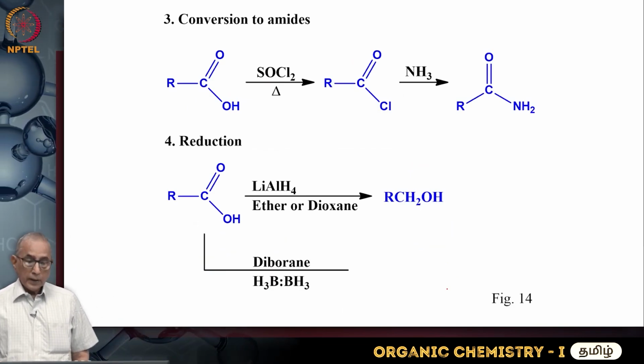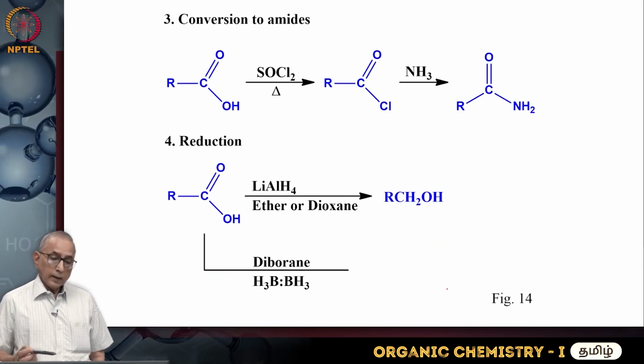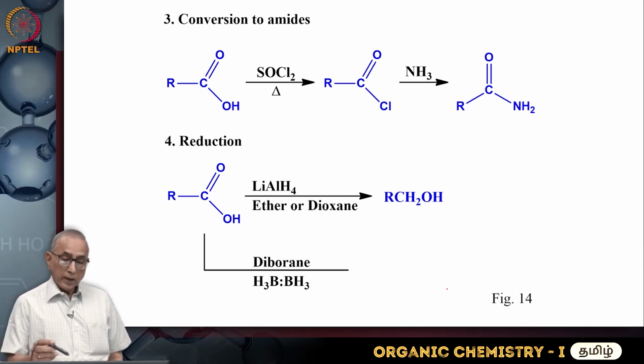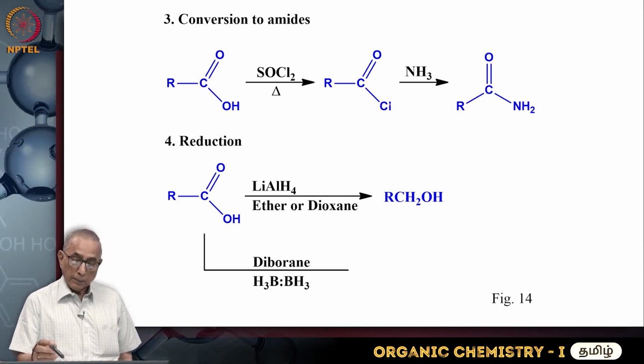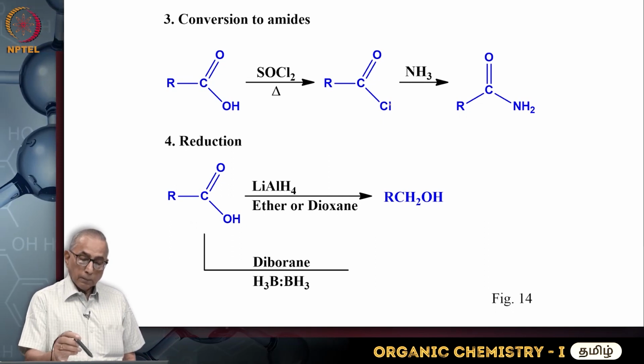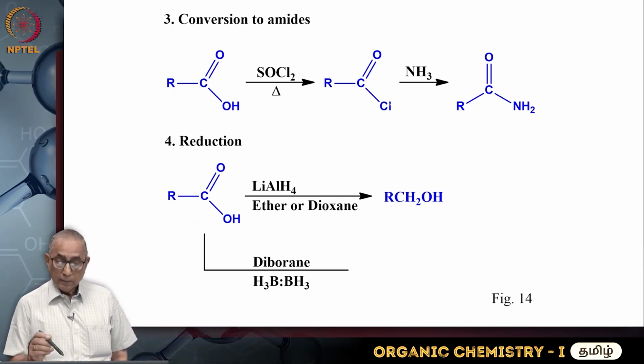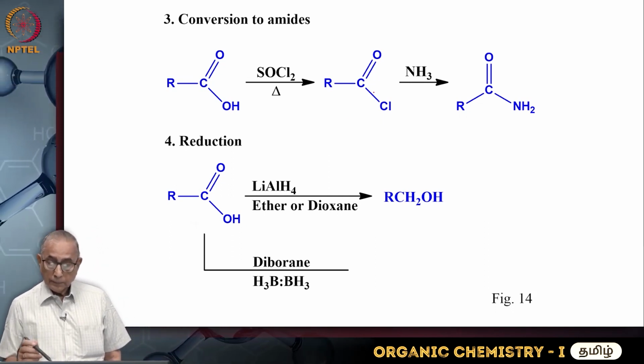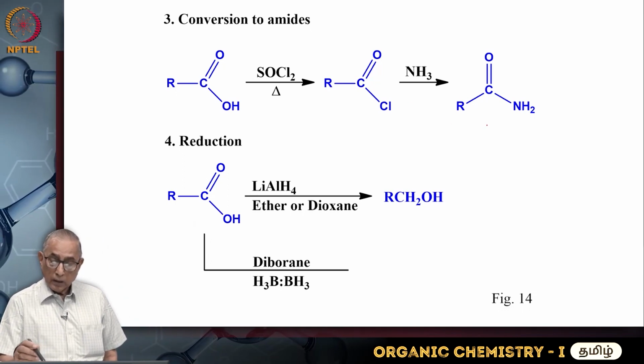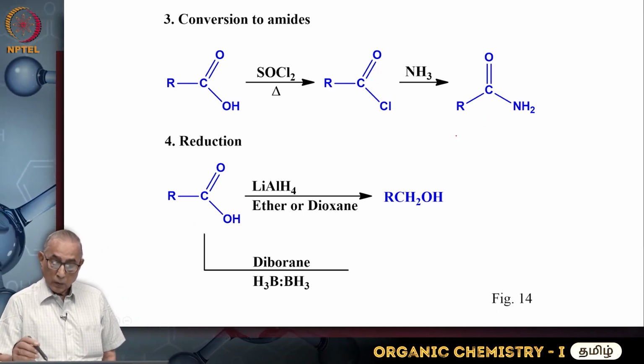Now, conversion to amides. It has to go through the acid chloride. We have seen how the acid chlorides are prepared. RCOOH plus SOCl2 with heat gives RCOCl, which is reacted with ammonia, and you get RCONH2.